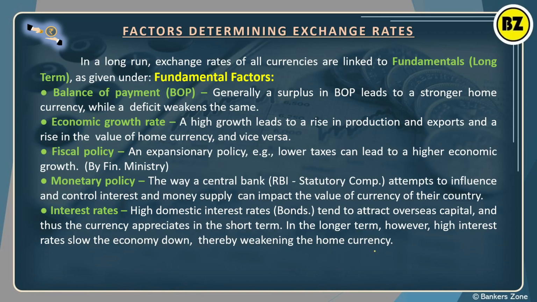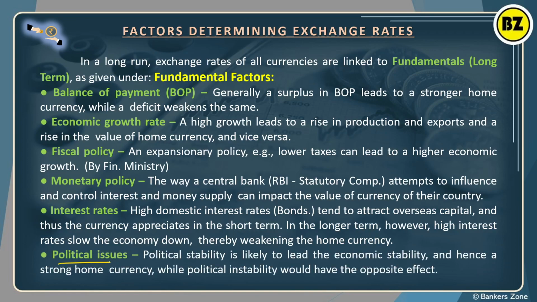Okay, so you remember here a very simple thing, the interest rate effect. High interest rates are good, but only for the short term. If you give a high interest rate for the long term, it will have an adverse effect on the home currency. Okay, now next is the political issue. Obviously the political stability is likely to lead to economic stability, right? Hence the stronger the home currency, while political instability would have the opposite effect.